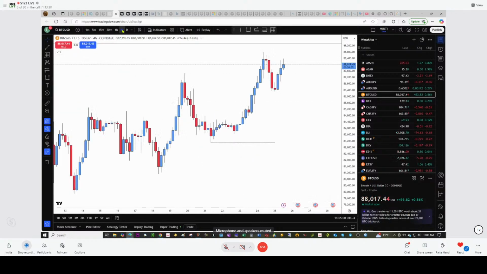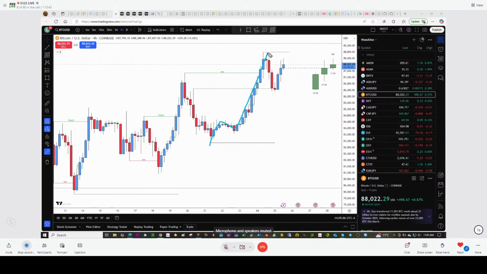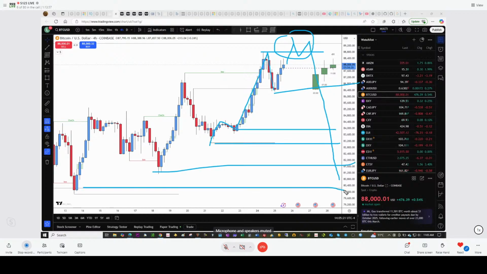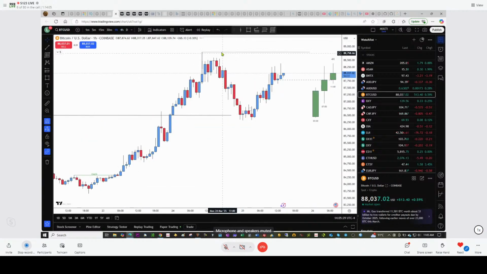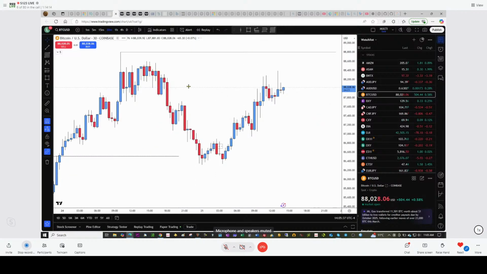Going to the 4-hour, you can see our structure. We've got a nice 1, 2, 3 there. Just move up, down, and we'd be looking for them to take this high out. So that move up could be it. Once we make that high, we could be coming back down to take all these guys out all the way down. So you're watching for that, the possibility of a push to take out the high still to come. Now we noticed that the NAS and the S&P couldn't do that today. They couldn't take out their high. So will Bitcoin buck the trend and do it? We'll see.